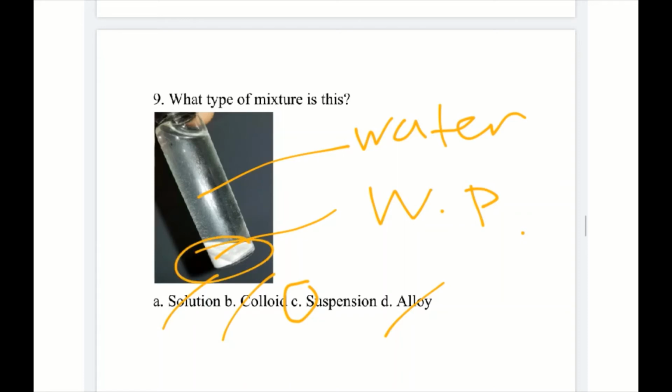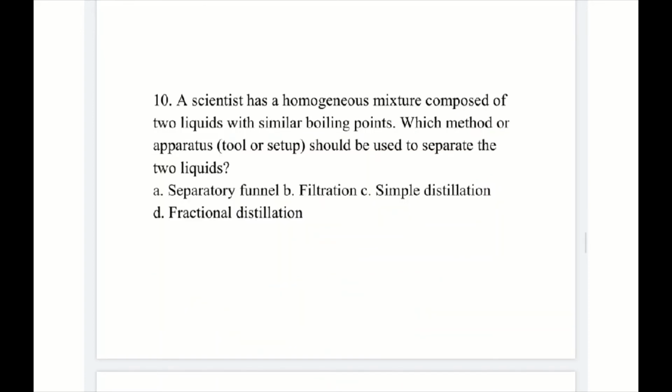I could clearly see the chunks in there, and it's not distributed evenly throughout the solution like a colloid would be. Instead, it's just all resting on the bottom, as in this picture, and that eliminates it as a colloid. So, next question.